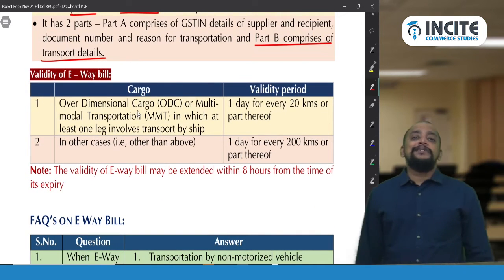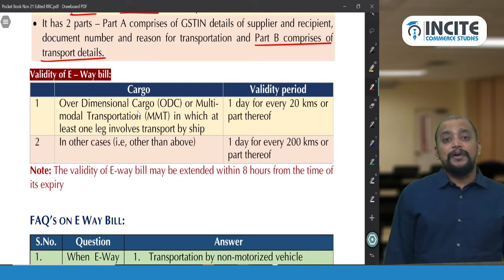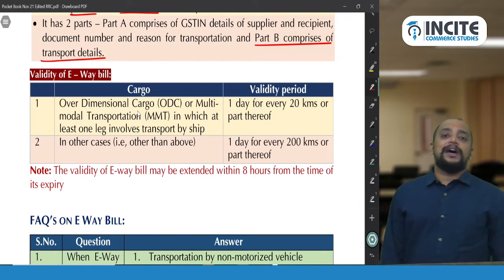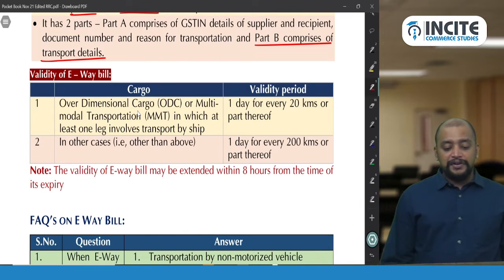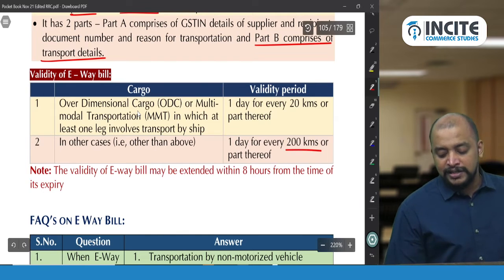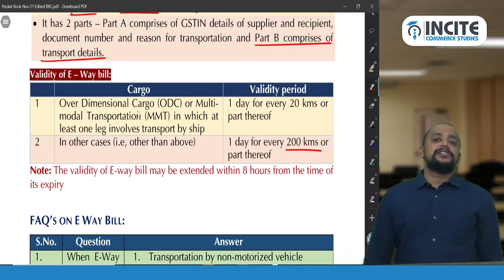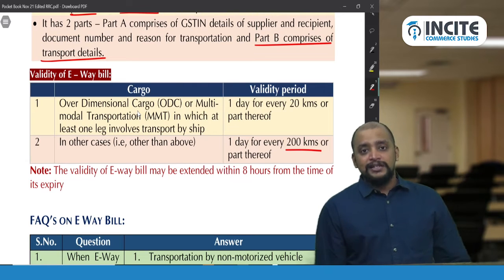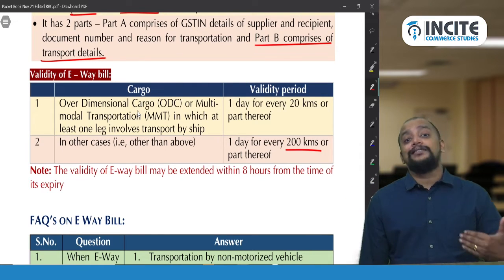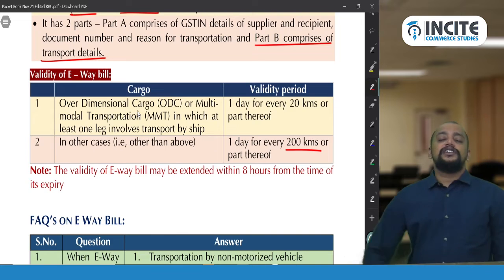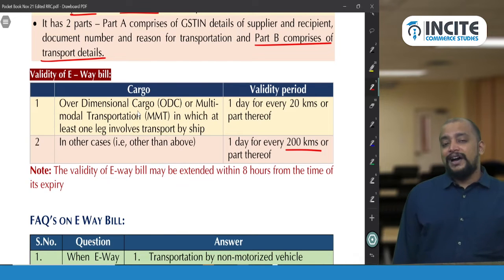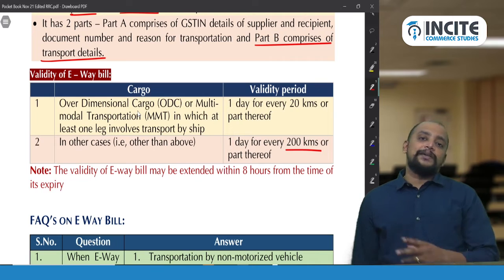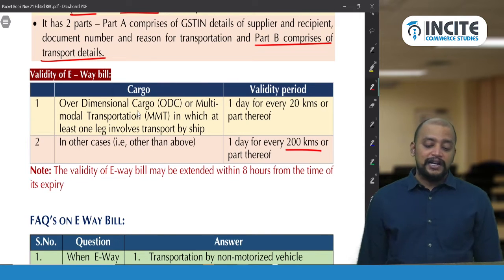Now there is a validity of the EWay bill. There is an amendment here. Previously the validity was 1 day for every 100 kilometers or part thereof. Now they have revised it to 200 kilometers. Suppose the distance is 480 kilometers: previously the validity was 5 days, for every 100 kilometers or part thereof. Now it is taken as 200 kilometers or part thereof, so the validity is only 3 days. For every 200 kilometers or part thereof, the validity has been taken as 2 days.